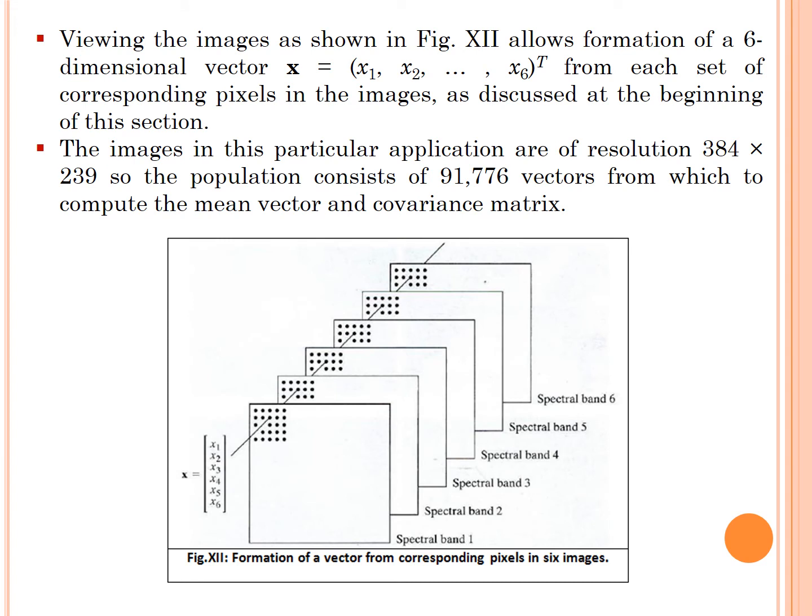Seeing the images as shown in figure 12 allows formation of a 6-dimensional vector x equal to the transpose of x1, x2 up to x6 from each set of corresponding pixels in the images, as discussed at the beginning of this section. The images in this particular application are of resolution 384 by 239, so the population consists of 91,776 vectors from which to compute the mean vector and covariance matrix. Figure 12 shows the formation of a vector from corresponding pixels in 6 images.